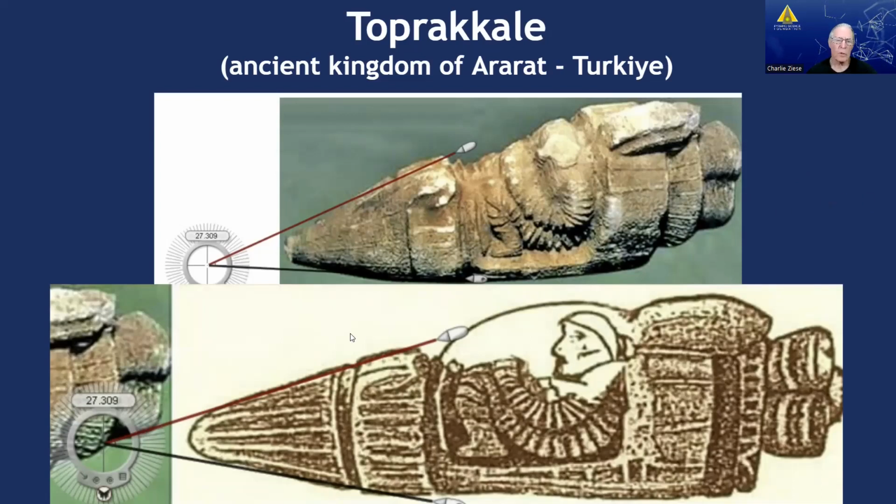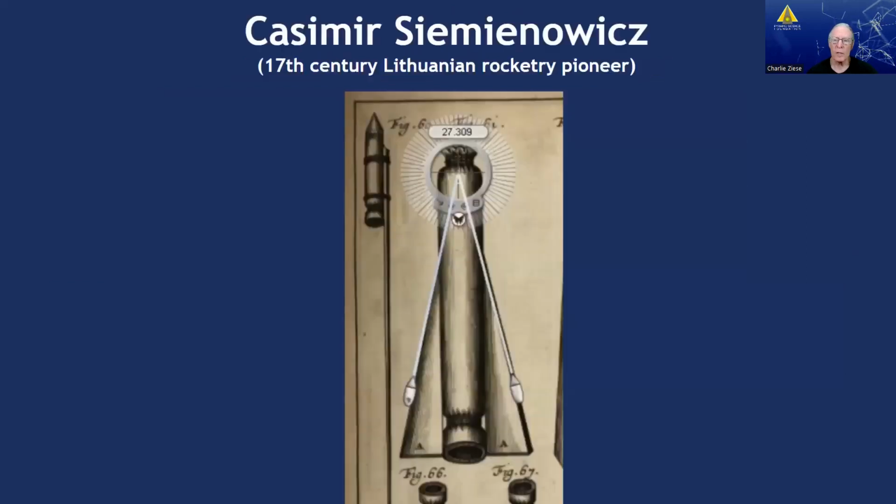But in either case, you can see that this 27309 geometry is showing up in the nose cone of this vehicle. We can see what look to be rocket engines of some sort in the back of this craft. So once again, we're seeing this geometry in other places in the world in ancient flying craft. So I want to now go to a few of the more contemporary examples that I found.